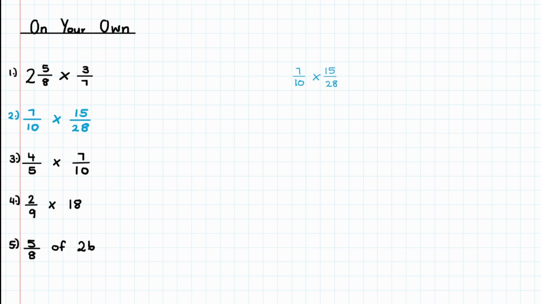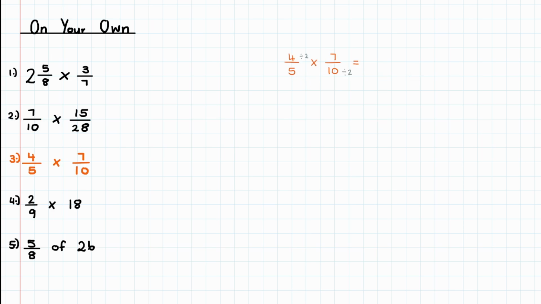In question 2, I have no mixed numbers, so I can just start by cross-cancelling. The 10 and the 15 can cross-cancel by dividing by 5, and the 7 and the 28 can cross-cancel by dividing by 7. That leaves me with a half times 3/4. When I multiply across, I get 3 over 8. This is in its simplest form.